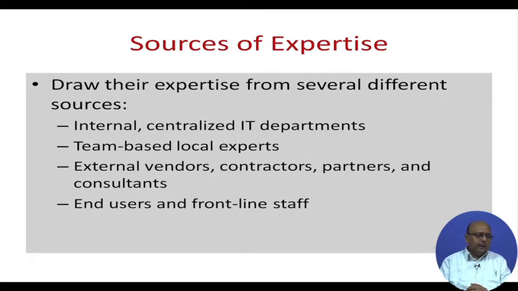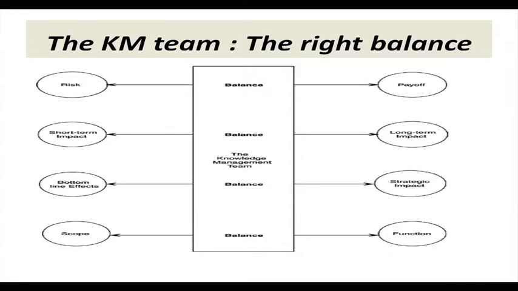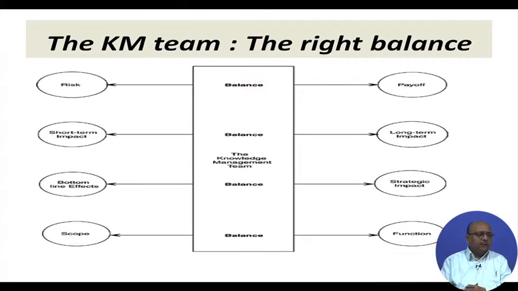So, with the sources of expertise, you need to identify various sources, and then you have to see how the expertise coming from these different sources is going to be integrated, and how we are going to make use of it. So, this is about the sources of expertise. Now, moving to the knowledge management team. If you look at this, you can very clearly see the role of the knowledge management team in the process.